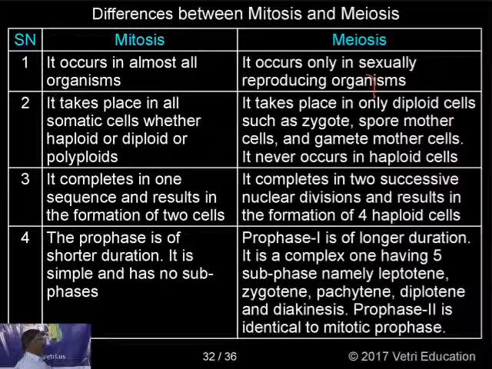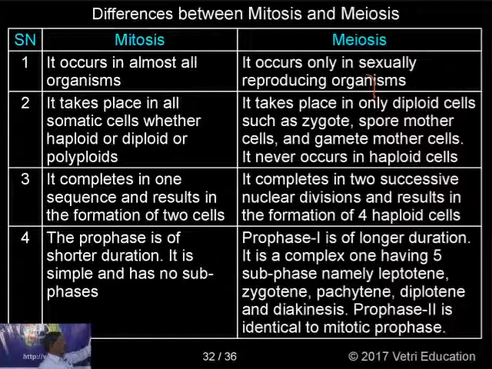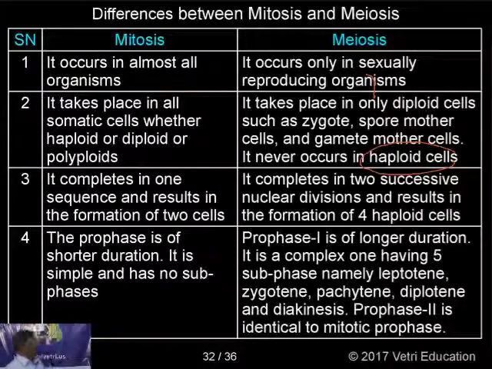It is very important to note, mitosis occurs in almost all organisms, whereas meiosis occurs only in sexually reproducing organisms. Mitosis takes place in all somatic cells, whether haploid, diploid or polyploid. Whereas meiosis takes place in only diploid cells such as zygote, spore mother cells and gamete mother cells, but it never occurs in haploid cells. Remember, it never occurs in haploid cells. So next point is, mitosis completes in one sequence and results in the formation of 2 cells, whereas meiosis completes in 2 successive nuclear divisions and results in the formation of 4 haploid cells.